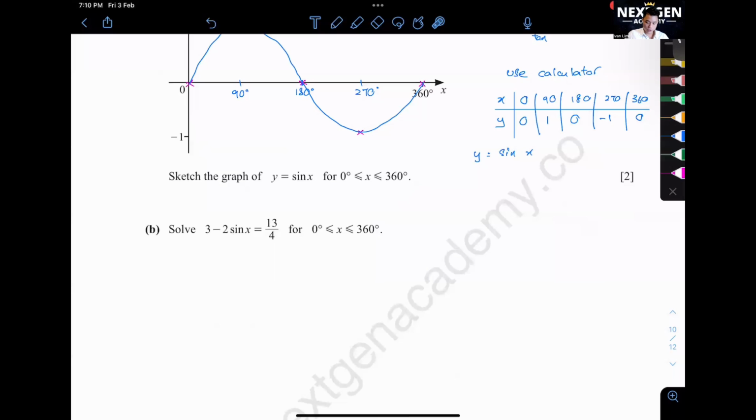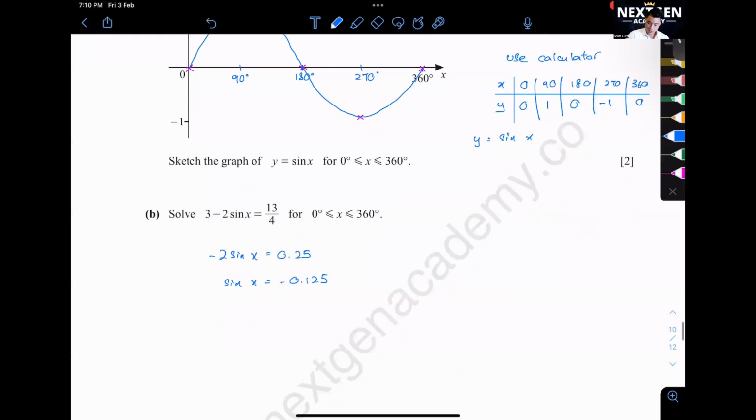Solve 3 minus 2 sine x equals to 13 over 4. How do we do this one? We have to rearrange it first. So I'm going to put the 3 to the right hand side. So -2 sine x equals 13 over 4 minus 3. You get 0.25. Then you divide it by -2, you get -0.125.